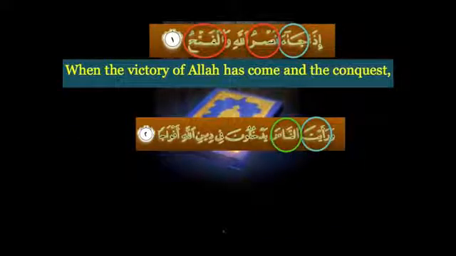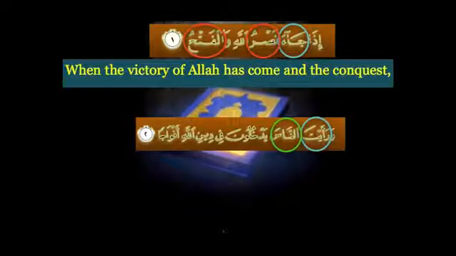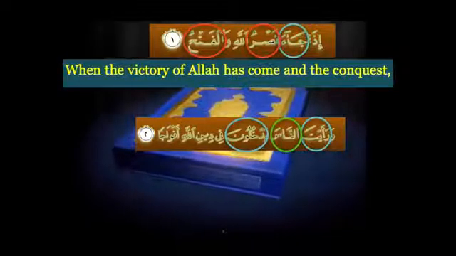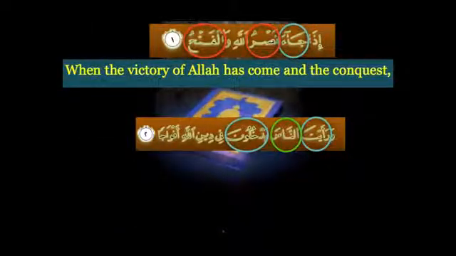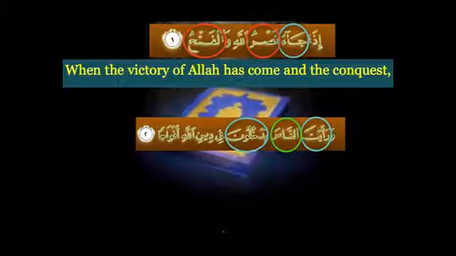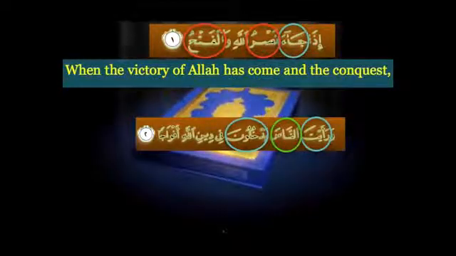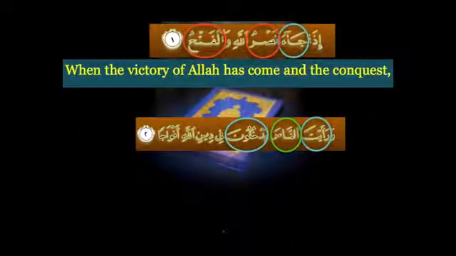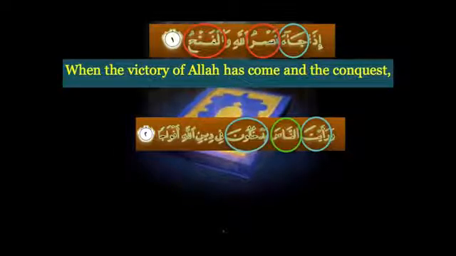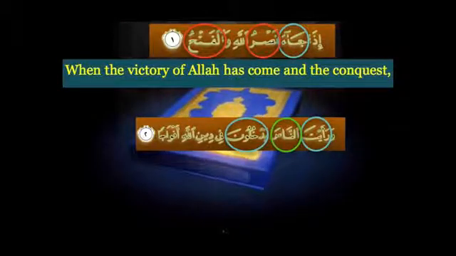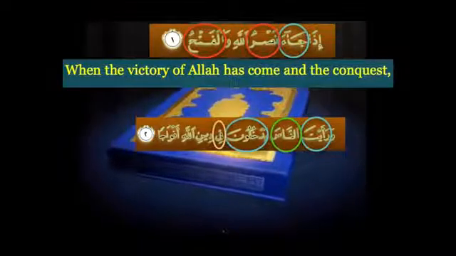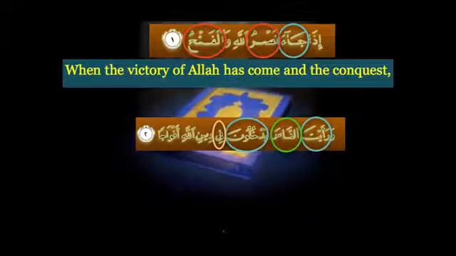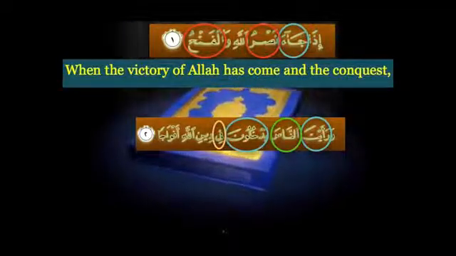وَرَأَيْتَ النَّاسَ, and you will see the people. يَدْخُلُونَ is your fi'l mudari, which means entering. So who are entering? دخل, he enters. يدخل, he is entering. And يدخلون, they are entering. So waw represents whom, and this whom refers to الناس. So they are entering في دين الله. Allah Ta'ala uses fi with dakhala when it is an idea. We know deen is an idea, that's why the fi is used. If it is a physical space, then fi is not used.